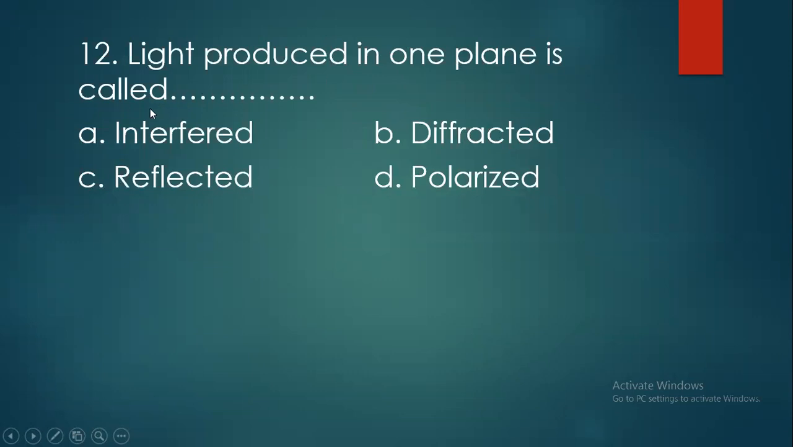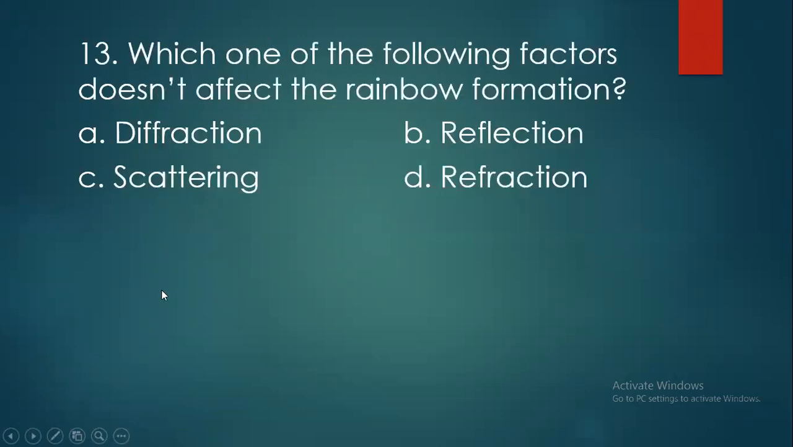Light produced in one plane is called, right? Now, light normally is produced in two planes, right? But if light somehow is reflected off a non-metallic shiny surface, it becomes polarized, right? So it moves only in one plane. So the answer here is D, polarized light, right?